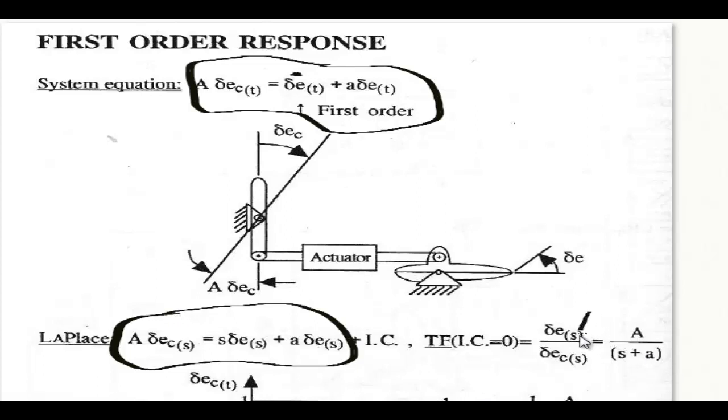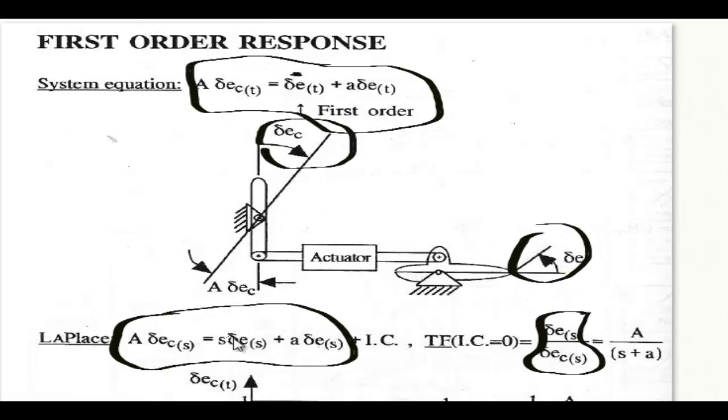So if we take the output over the input, the elevator over the elevator command, here's the elevator output, and here's the elevator command, that ratio from this equation over here is going to give me a over s plus a, and we call that a first order system. First order.